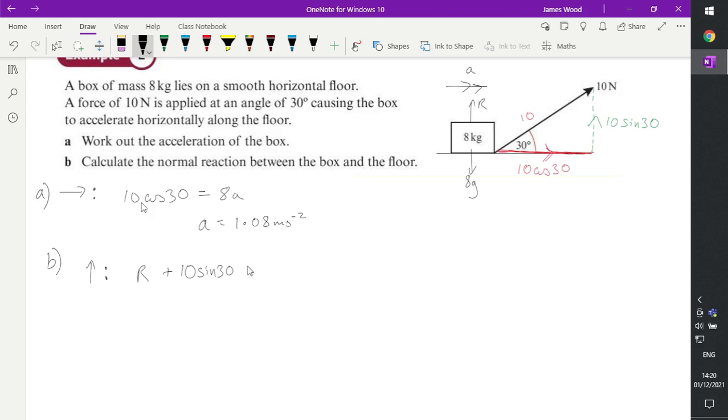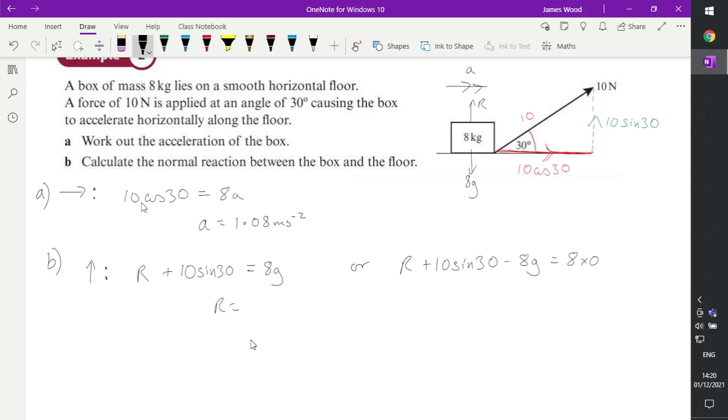Now we can either write equals 8g, because R plus this must be exactly the same as 8g to keep it balanced, because we're going to assume that the box is not lifting off the floor. Or we could have written R plus 10 sine 30 minus 8g, because the 8g is downwards, and that equals m times the acceleration up and down, which is 0. I know it's accelerating to the right, but it's not accelerating up and down. You can see that these are just two ways of writing the same equation.